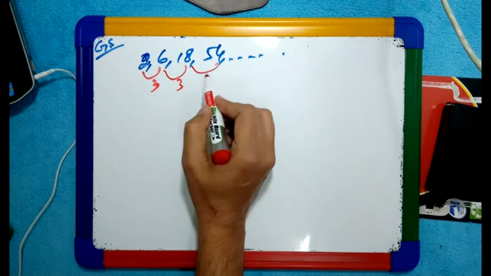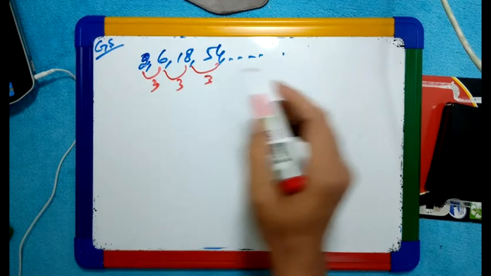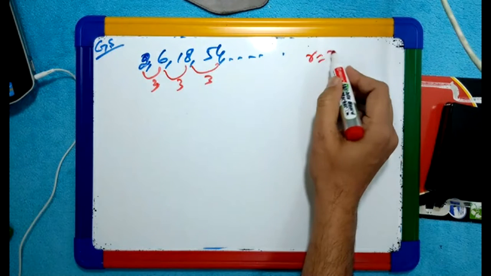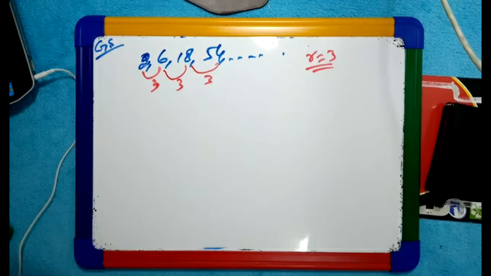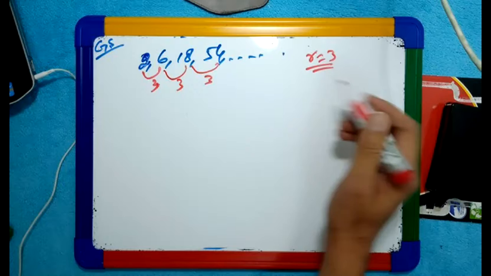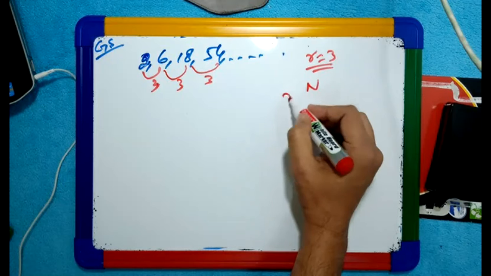Every time you are getting 3, next term divided by the previous term. So the common ratio is 3, right? You keep multiplying by 3. That's what it's called, common ratio. But how will you get the common ratio? You divide the next term by the previous term. R equals next divided by previous.